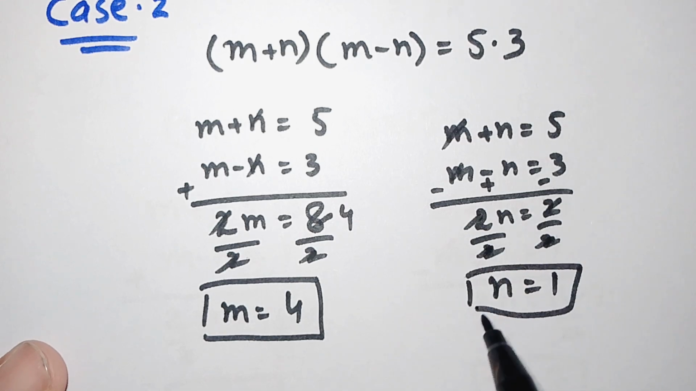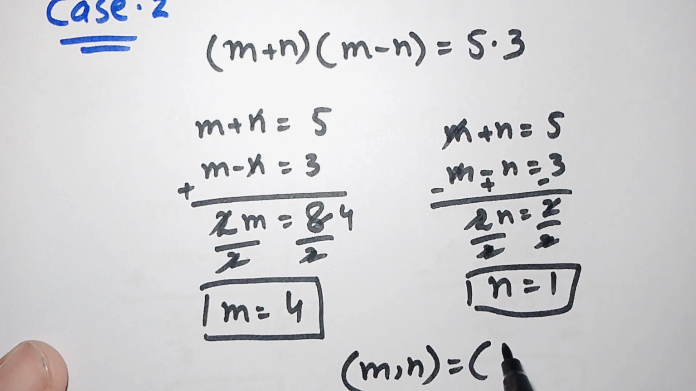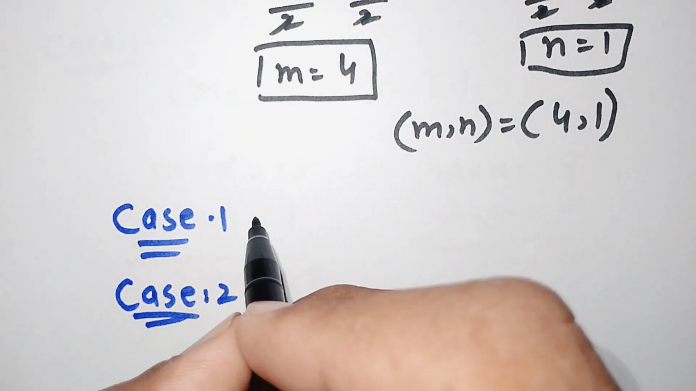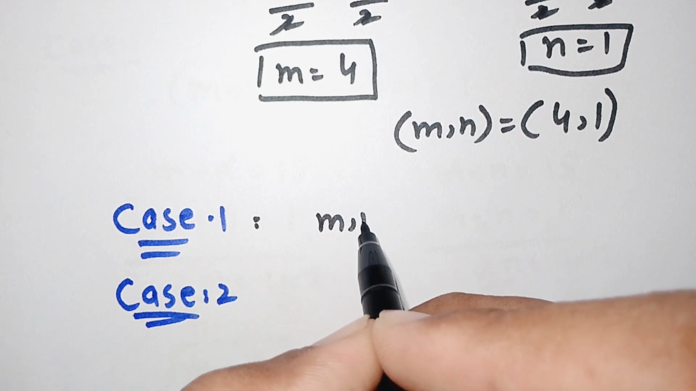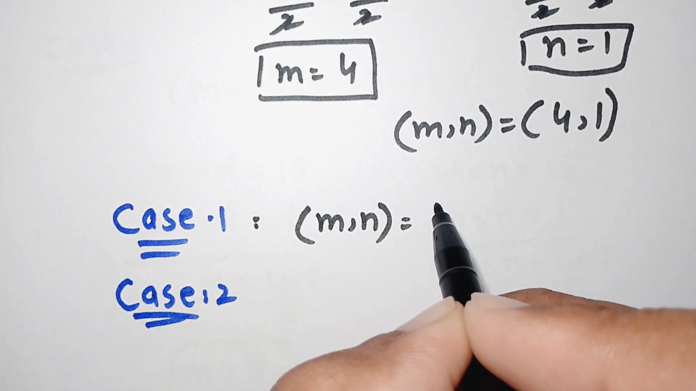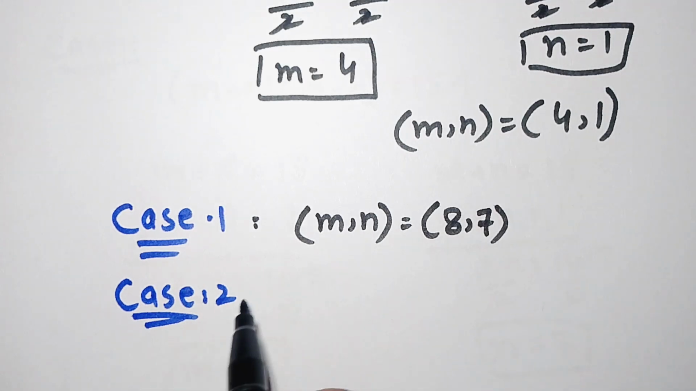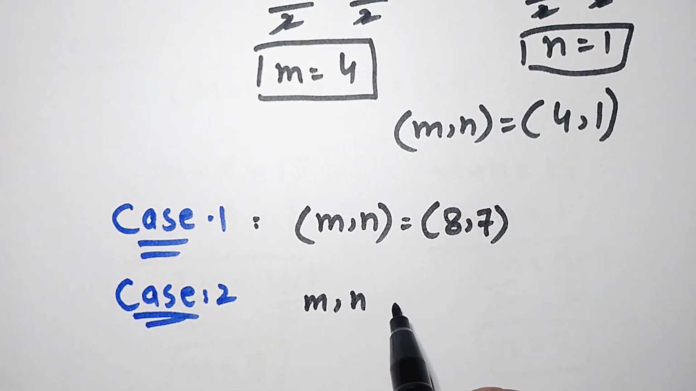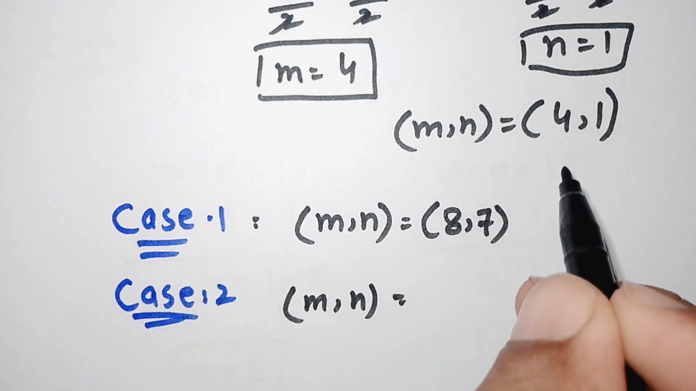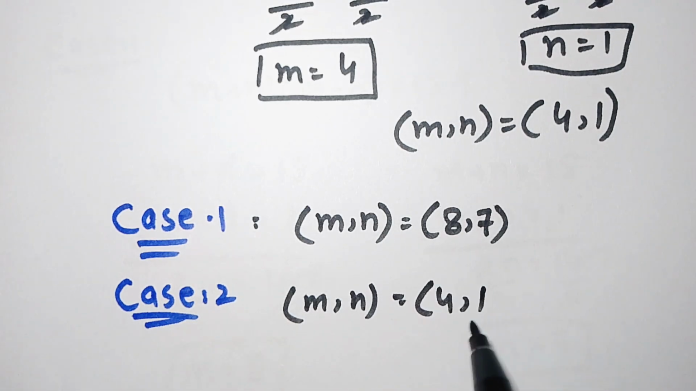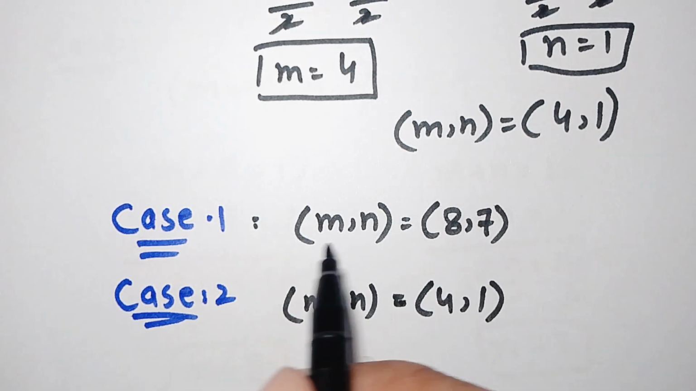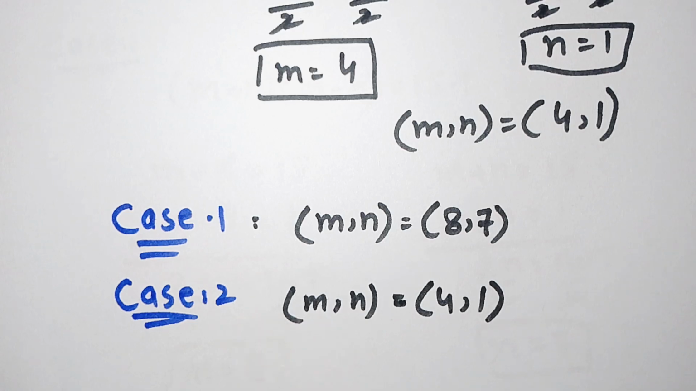So finally m and n is equal to 4 and 1. So from the case number first, the value of m and n is 8 and 7, and from the case number second, the value of m and n is 4 and 1. So these are the possible answers of this interesting question. Now we have to check our answer, whether these values are correct or not.